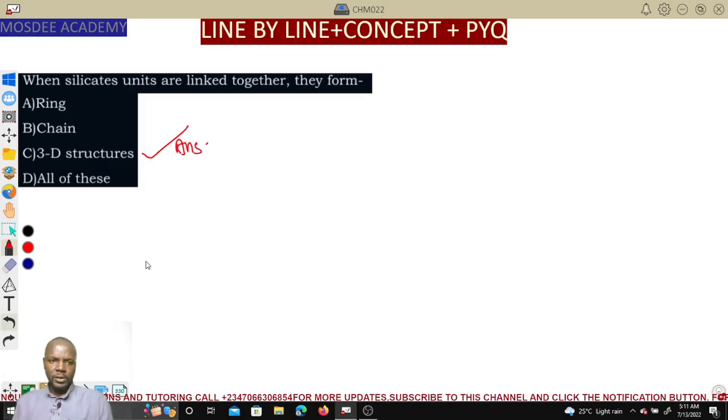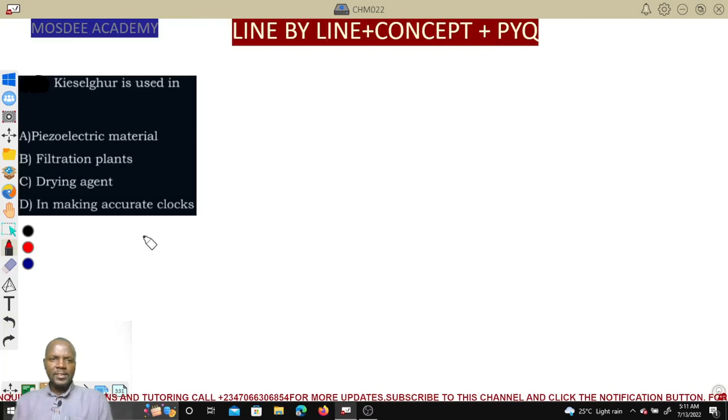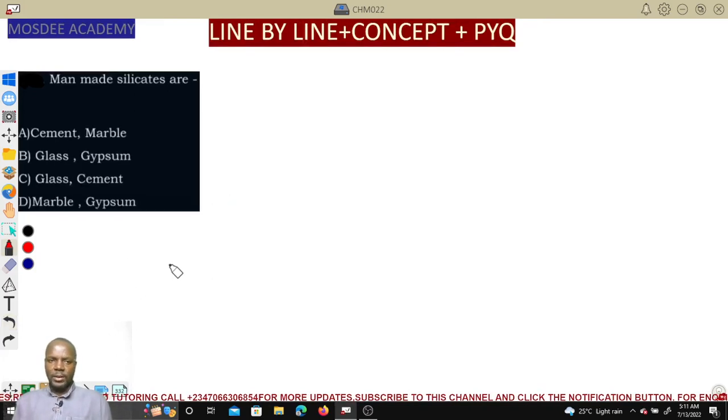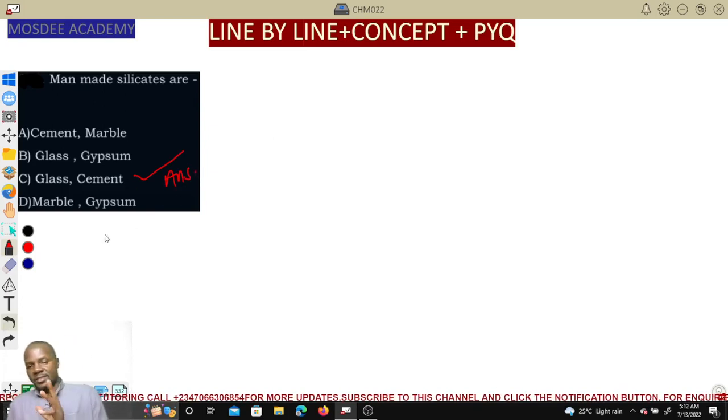Then the next question. Silica gel is used in the filtration plant. Yes, I gave a note on that. So this is the answer. They are not used as drying agents; silica gel is used as a drying agent. The next one: man-made silicates are glass and cement. Please note that.